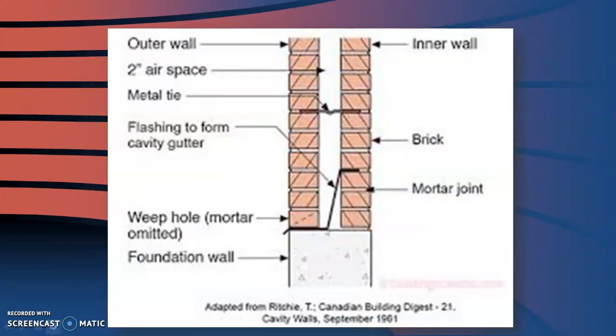This is a cross section of the cavity wall, which shows the inner and outer wall, in between which a certain air space has been maintained. These two skins or walls have been connected using a metal tie. Along with this, it has a number of weep holes at the bottom where the mortar has been omitted, and the foundation walls on which it rests. It consists of the regular mortar joints which are equally applicable for solid construction.